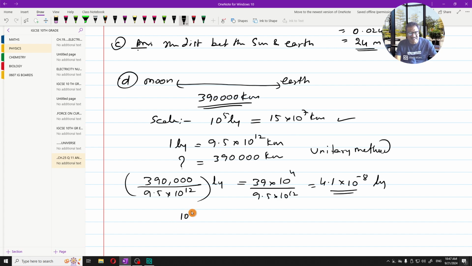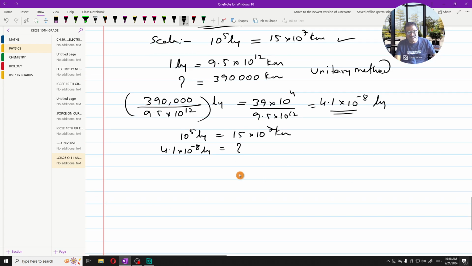So my scale is 10 raised to 5 light years equal to 15 into 10 raised to 7 kilometers. Therefore, 4.1 into 10 raised to minus 8 light years will be equal to how many kilometers? So now, using this scale, my distance will be 4.1 times 10 raised to minus 8 times 15 times 10 raised to 7, whole divided by 10 raised to 5. And now the answer will be in kilometers.